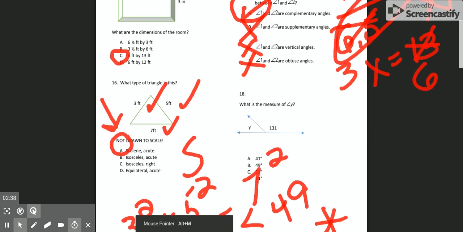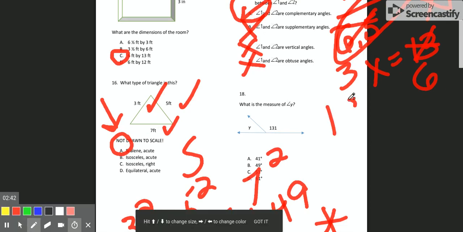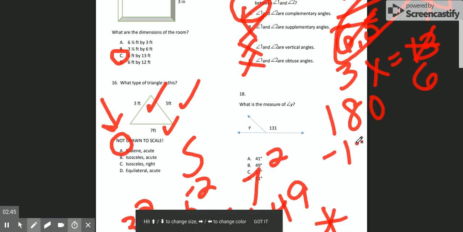Number 18, what is Y? Well, it's a straight line, so you have to take 180 minus 131, and you would get 49, which is B.